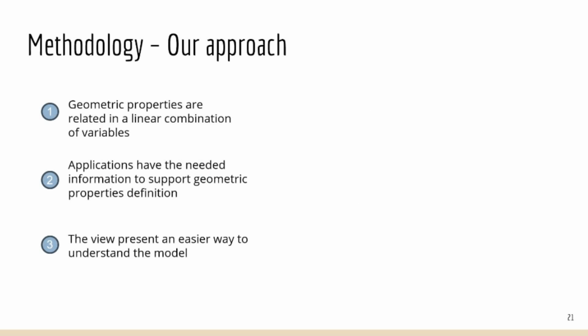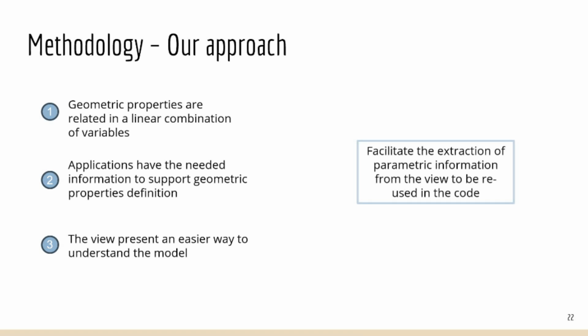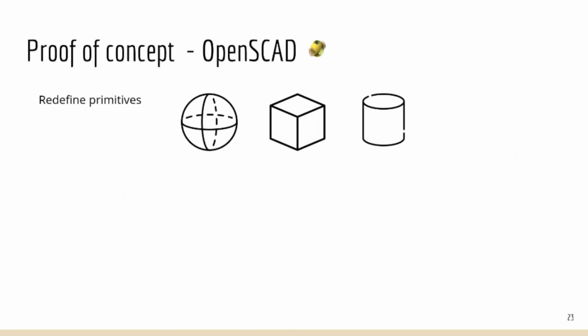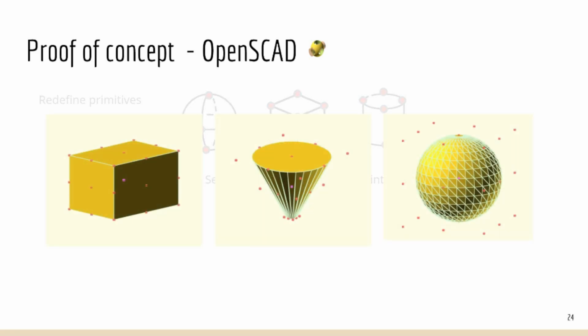Given the linear nature of defining geometric properties and the ease of understanding these definitions in the view, our objective is to enable users to extract information from the view for reuse in the code using the programming-based CAD application OpenSCAD. First, we redefine the constructive solid geometry definitions of primitives to include selectable handles or points of interest from which users can retrieve information. We implemented 2 features: position and delta vector.